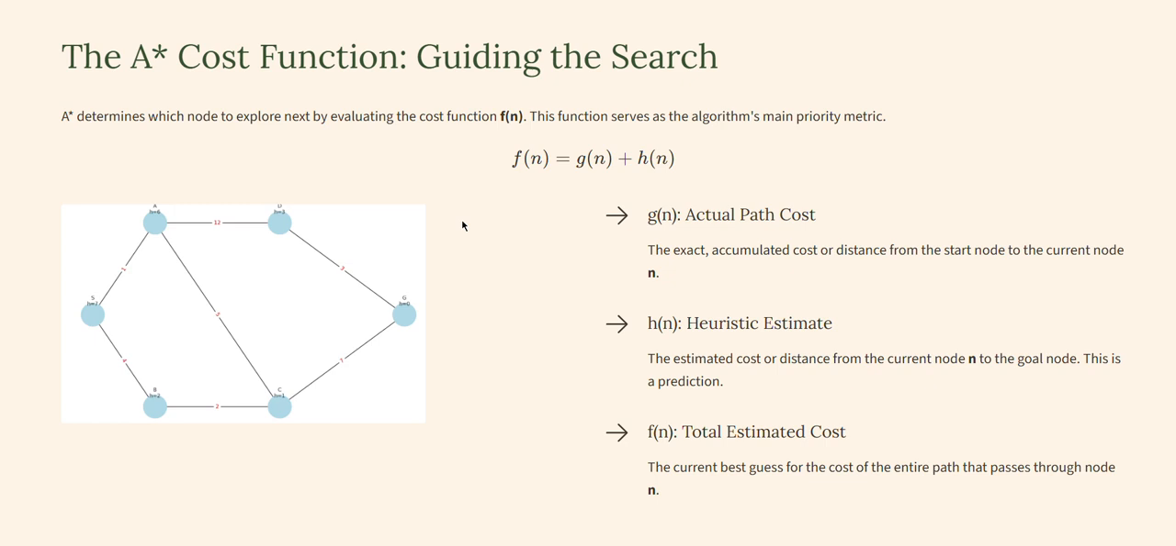Here is a demo of how we can find the cost. Here is the formula: f of n is equal to g of n plus h of n, where g of n is the actual path cost. In the diagram, the numbers 1, 12, 3, 7, 2, 5 mentioned in red color are the actual path costs, and h of n is the heuristic estimate, as mentioned in the nodes, and f of n is the total estimated cost. We are just calculating it.